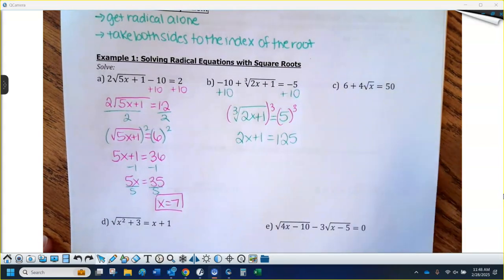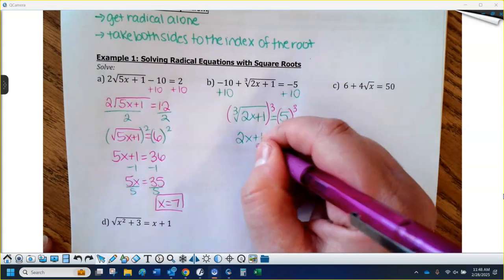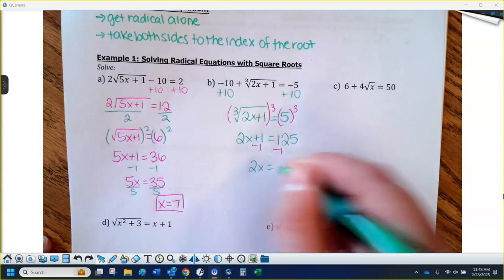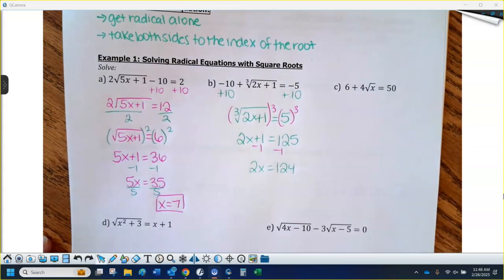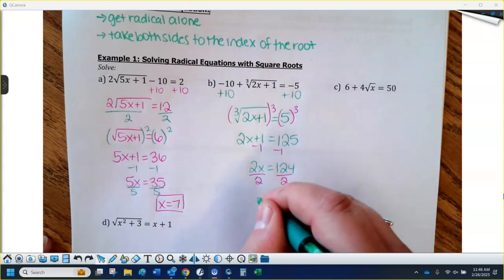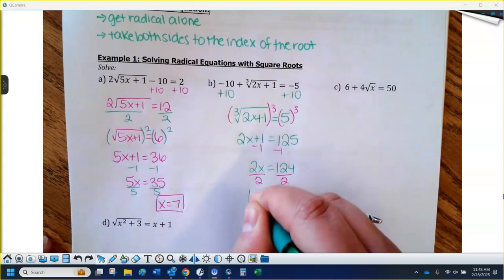That's 125, and then you've got a two-step equation here. I'm going to subtract 1, so I'm going to get 2x is equal to 124, and then we're just going to divide by 2 and be done. So x here is going to end up being 62.